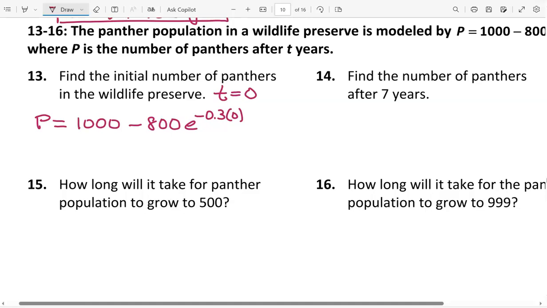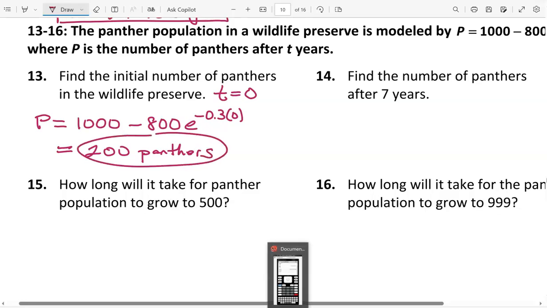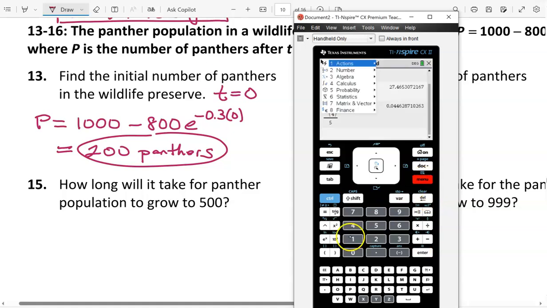This could probably be done without a calculator because e to the 0 is going to be 1, and then we'll just have 1,000 minus 800, which should give us 200. So there will be 200 panthers in the wildlife preserve, but we can certainly verify that with a calculator. And so on the calculator, 1,000 minus 800 times e to the negative 0.3 times 0 gives us 200 panthers.